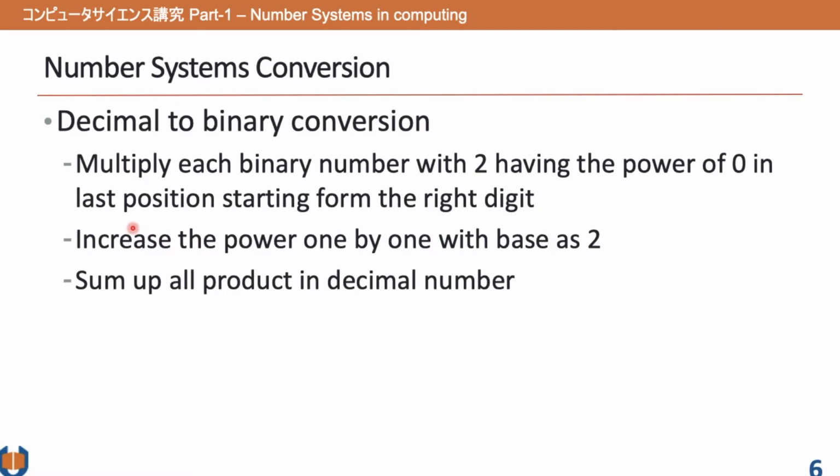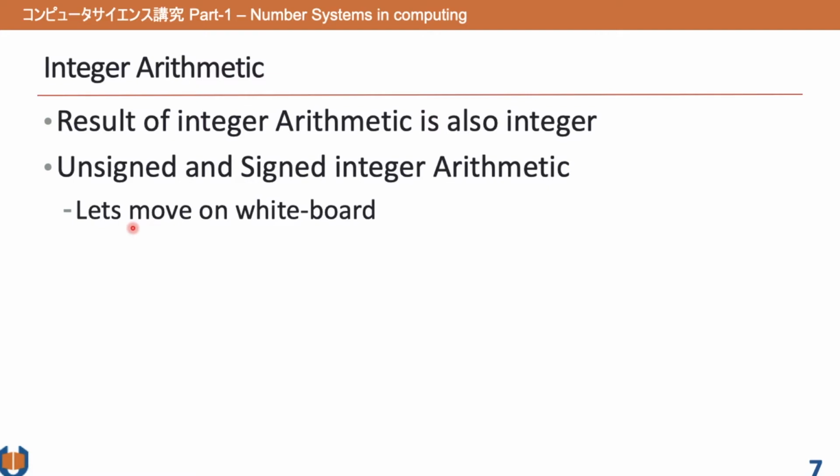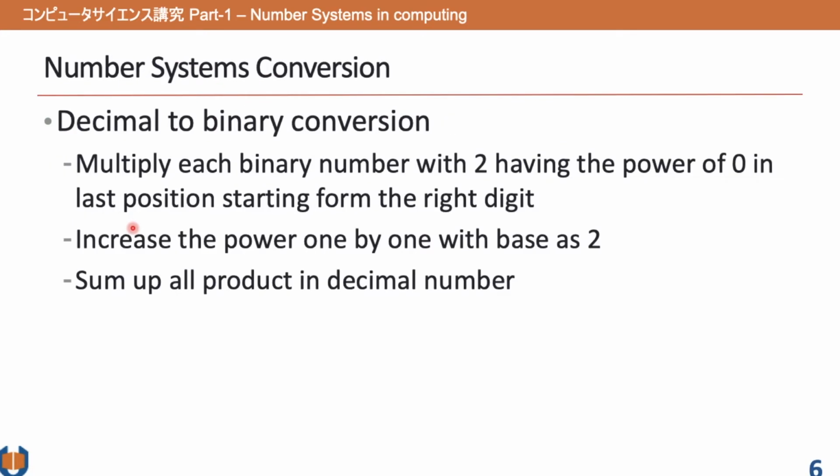Once you reversely convert from binary to decimal, you have to multiply each binary digit with 2, having the power of 0 at the last position, starting from the right of the digits. Increase the power 1 by 1 with the base, as I told you in an earlier slide, and then sum up all the products in decimal number. You will get the conversion from binary to decimal. So to get an example, let's move to the whiteboard.